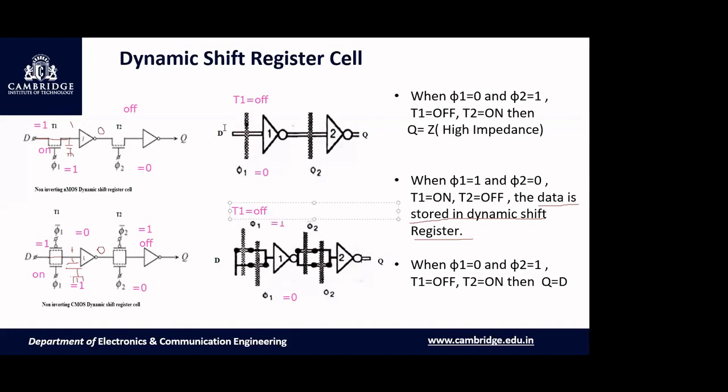So previously we had applied D equal to 1. Previously we had applied D equal to 1. Getting it now? Okay. So now we'll apply phi 2 equal to 1, so that your T2 will be on.